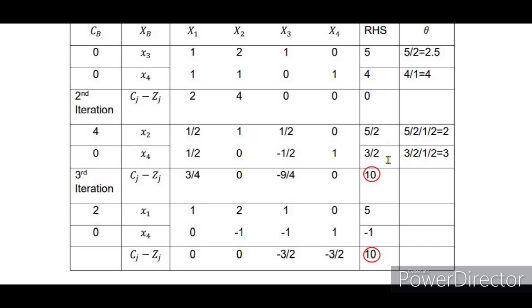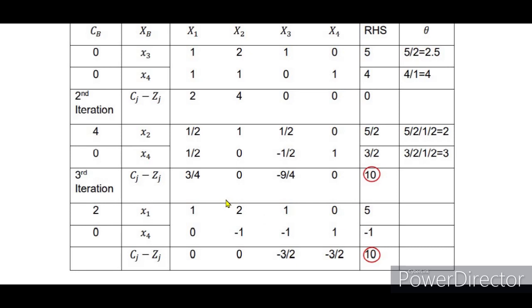Now we will choose the highest positive value, which is 3/4. It is under the x sub 1 column. And now we will compute for the theta. 5 halves divided by 1 half is equal to 5. 3 halves divided by 1 half is equal to 3. So the lowest positive value of theta is 3. So x sub 2 will be replaced by x sub 1.